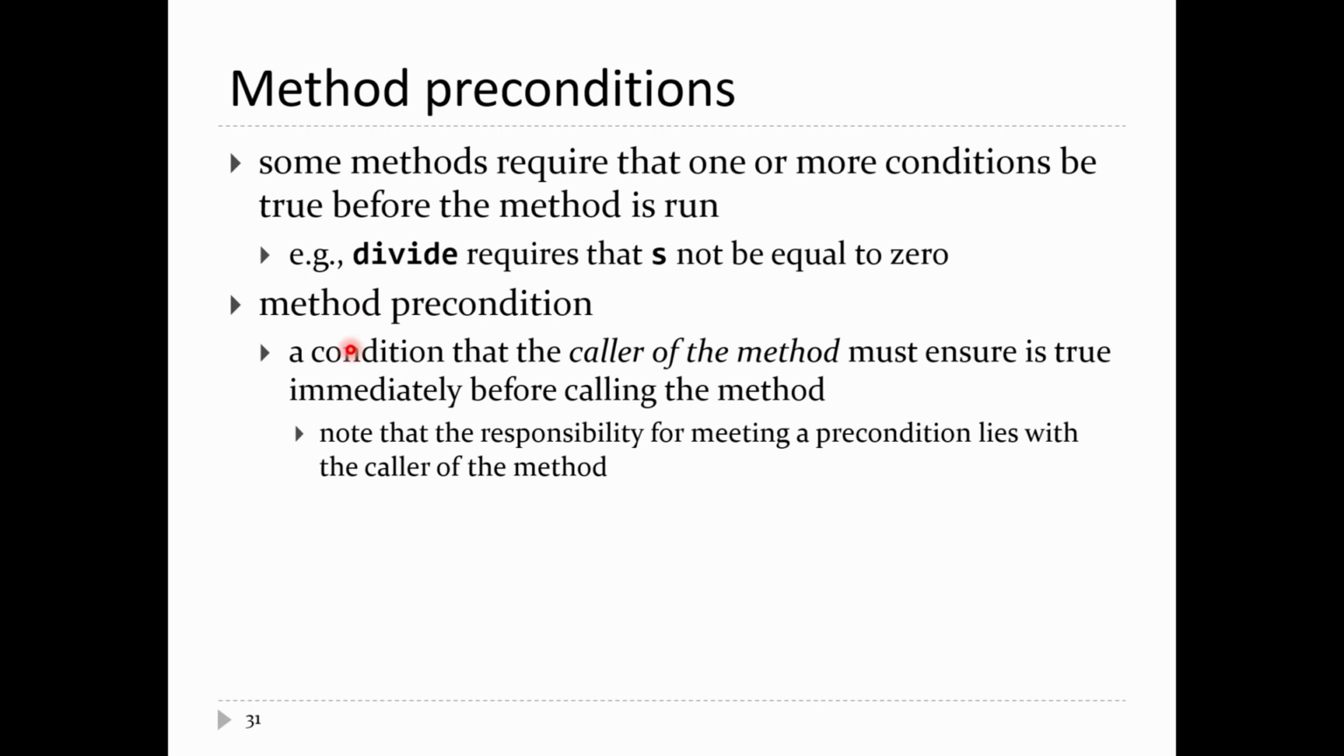Okay, so let me back up. A method precondition is a condition that the caller of the method must ensure is true immediately before calling the method. Notice where the responsibility lies here: it's whoever is using the method. Whoever created the method is not responsible for ensuring that the precondition is true. If someone wants to use the method, they have to make sure that they call the method with valid inputs.